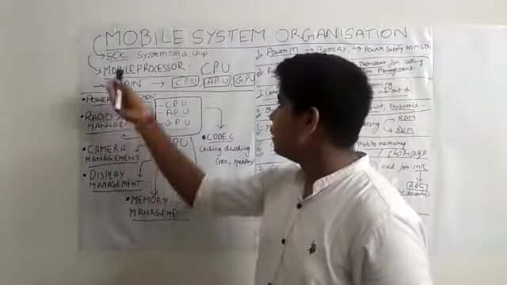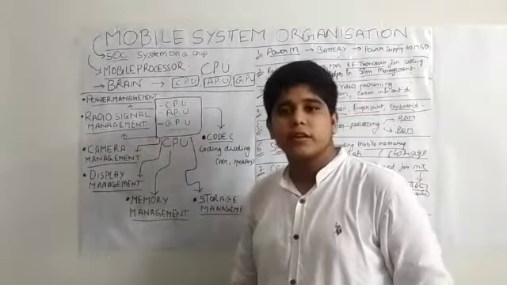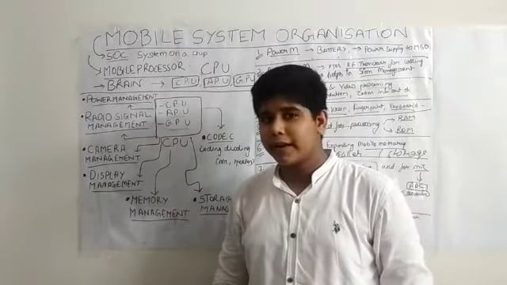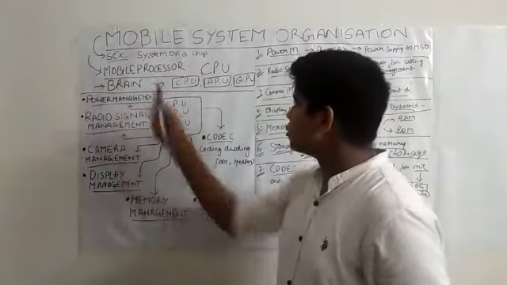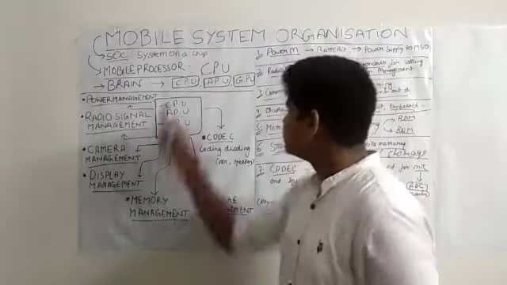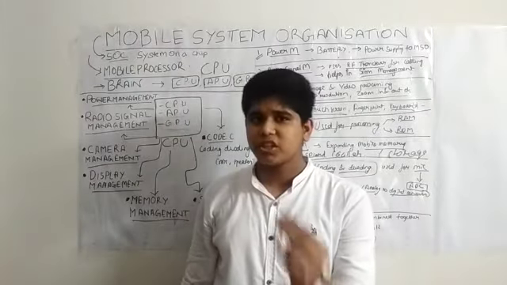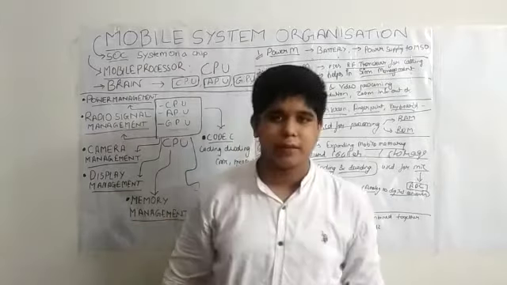First component is the mobile processor. Mobile processor is also known as the brain of the mobile system. It controls the entire functioning of the mobile system organization. Mobile processor has two sub-processors, CPU and APU. CPU stands for Communication Processing Unit. CPU controls all the calling, texting, etc.